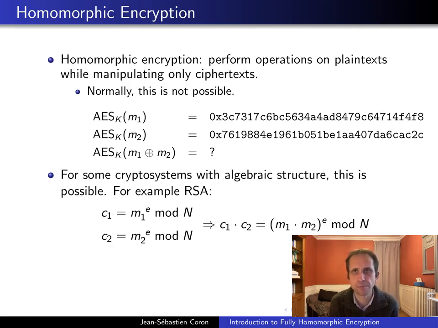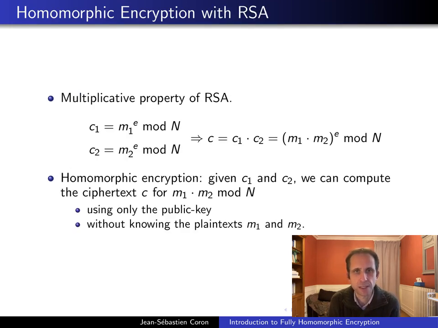This means that simply by multiplying the two ciphertexts C1 and C2, we can compute a new encryption, the encryption of M1 times M2. So we are computing this product of the plaintexts while manipulating only ciphertext. This is of course thanks to the multiplicative property of RSA. Given C1 and C2, we can compute the ciphertext C corresponding to the product M1 times M2 modulo N, and we can do it using only the public key, that is the modulus N, and of course without knowing the private key and without knowing the plaintexts M1 and M2. The multiplication of the plaintexts M1 times M2 is performed implicitly.